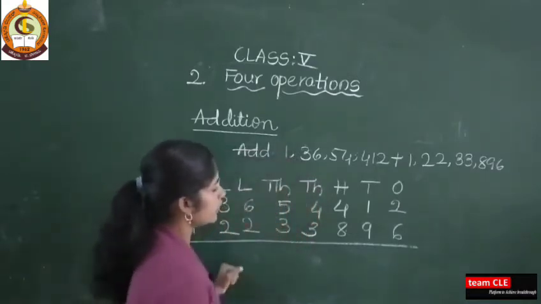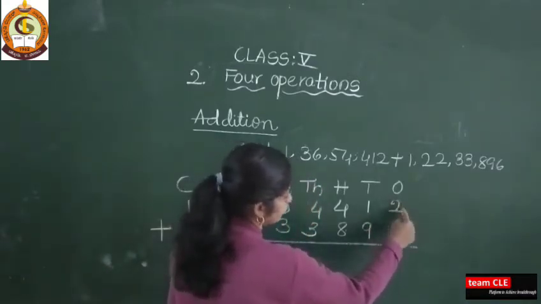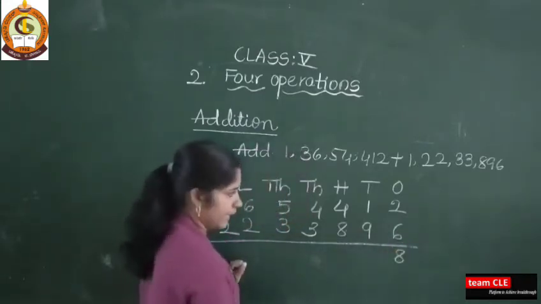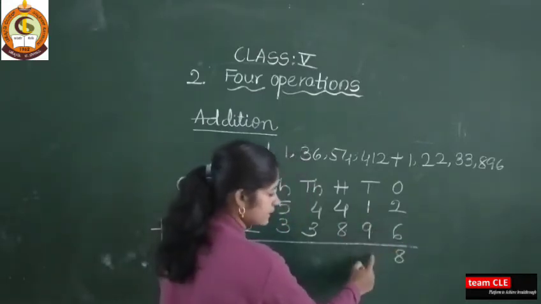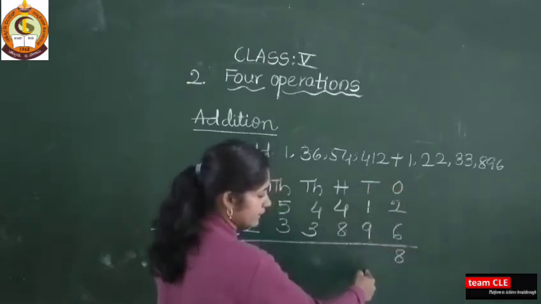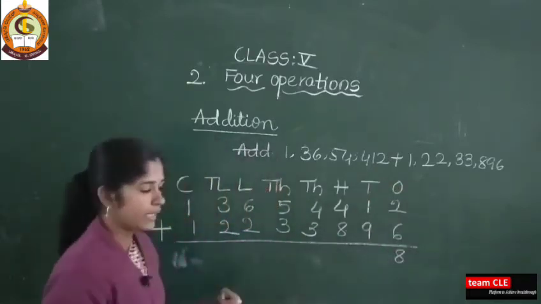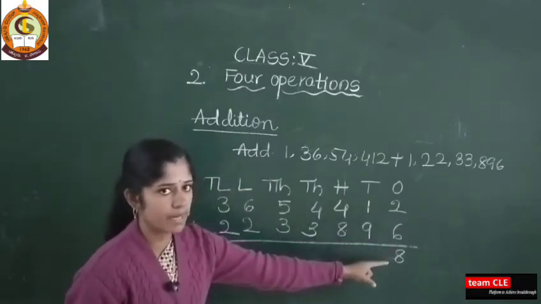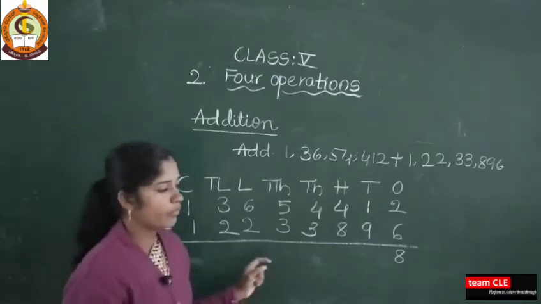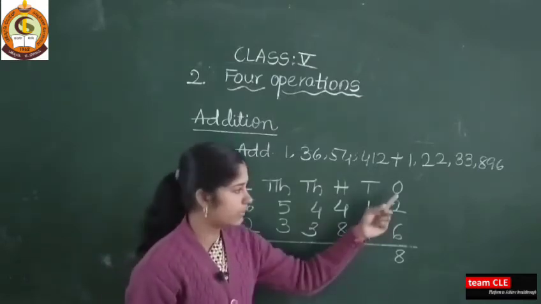Okay, so here 2 plus 6. 2 plus 6 is 8. 1 plus 9 is 10. First you add the ones column, next you add the tens column. While you are adding, you start with the ones place. Don't take this crore place, this is a wrong method. When you are adding, you start with the ones place.